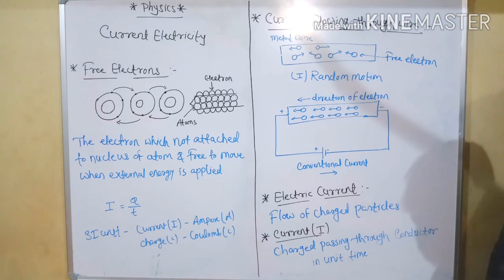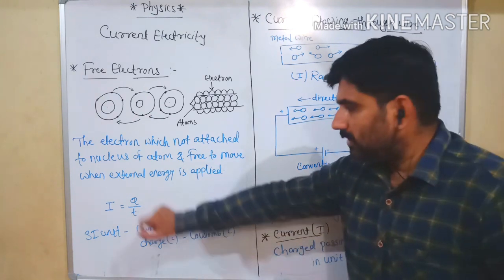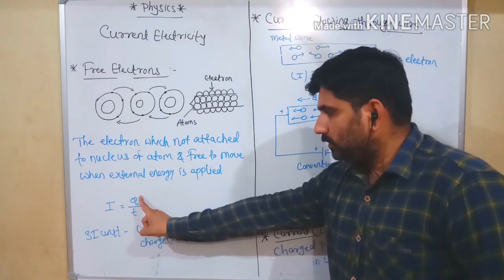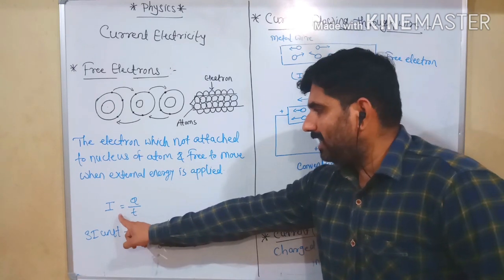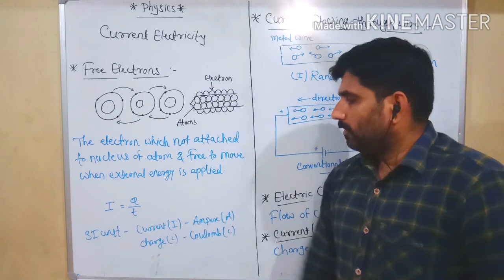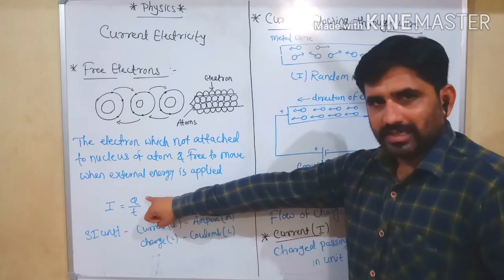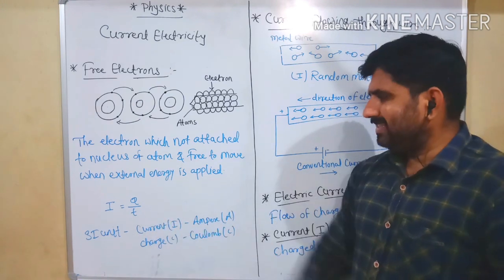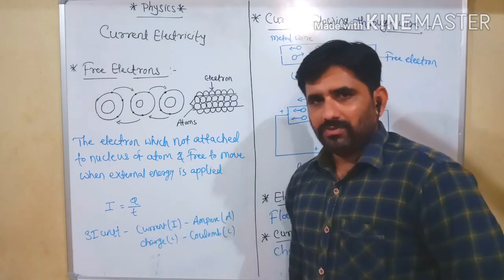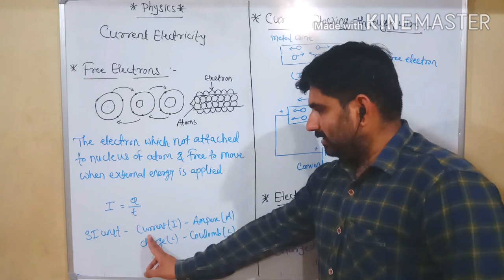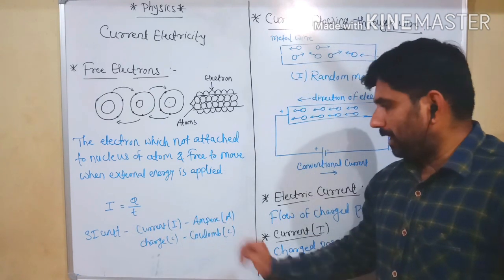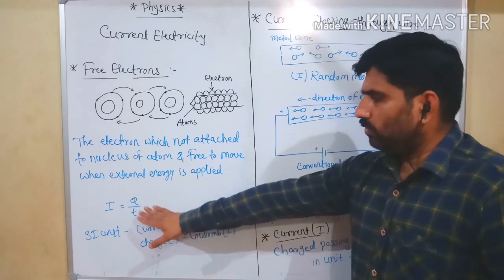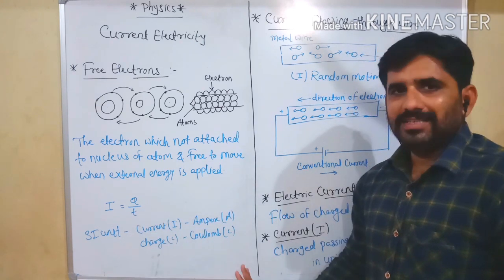How to find out the current? We will use this formula. Current is the charge passing in unit time, that is I is equal to Q upon T, where Q denotes the charge and T denotes the time. For measurement we have certain SI units: current, that is I, is measured in ampere, charge is measured in coulomb, and time is measured in seconds.